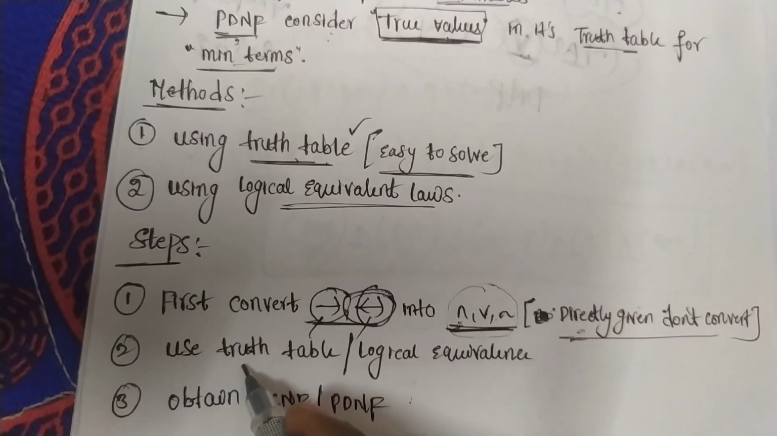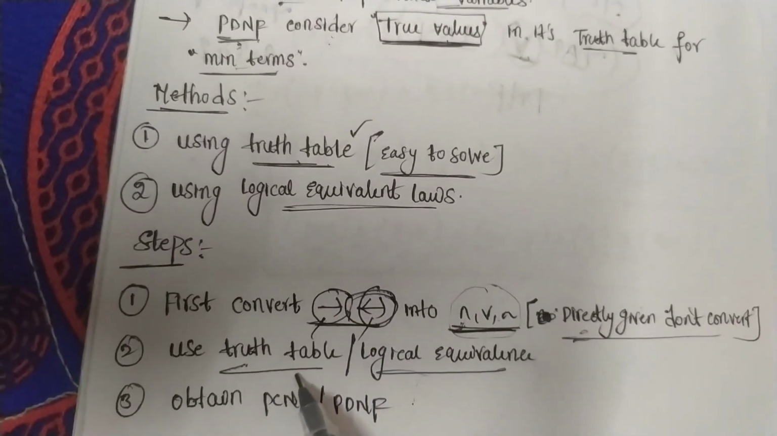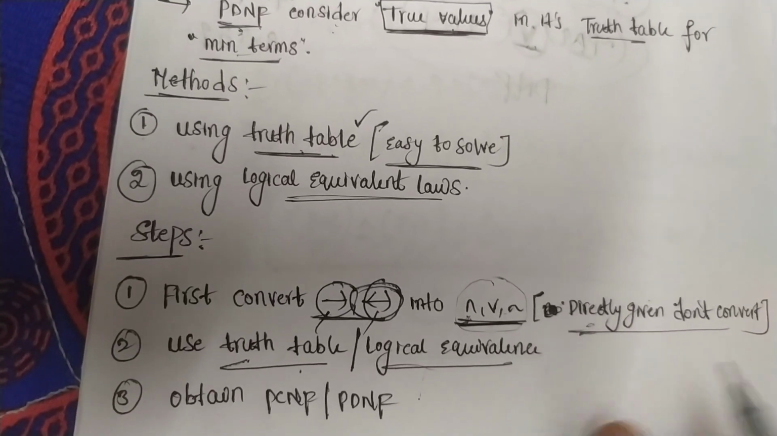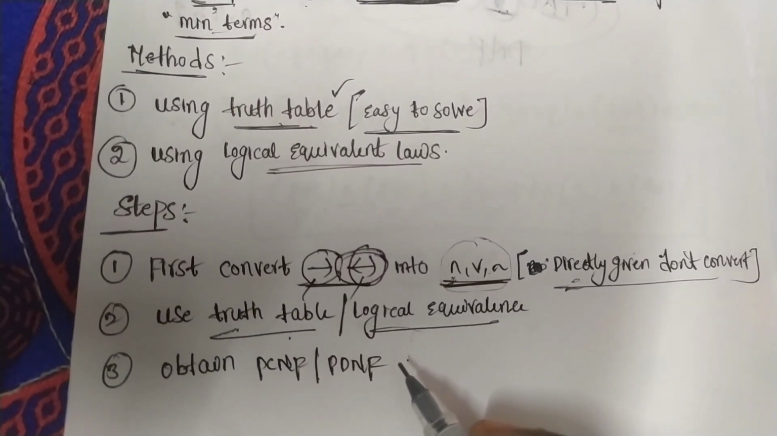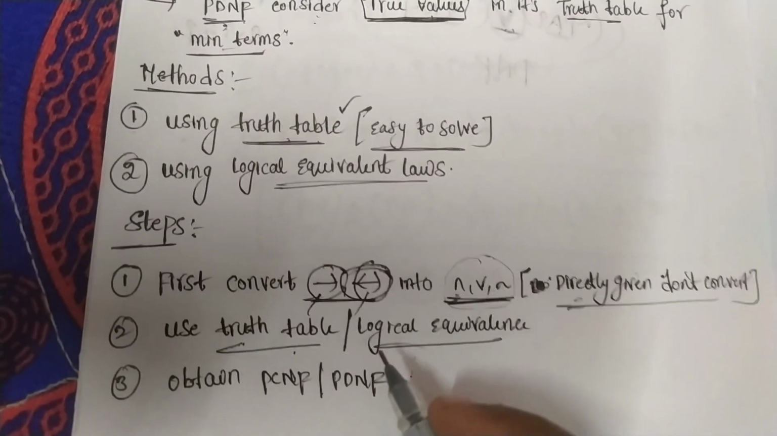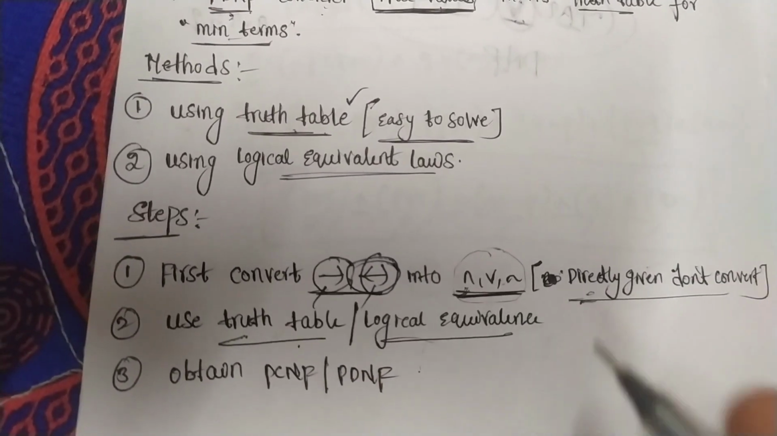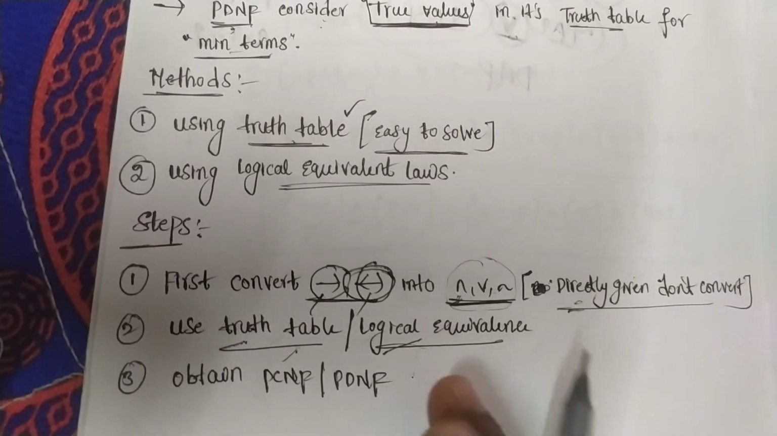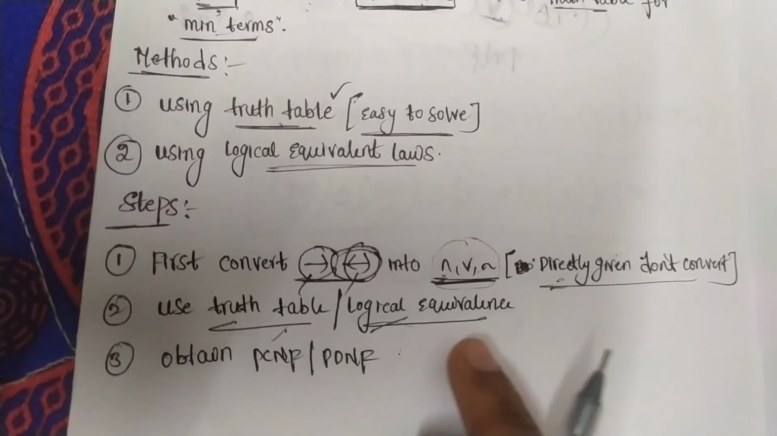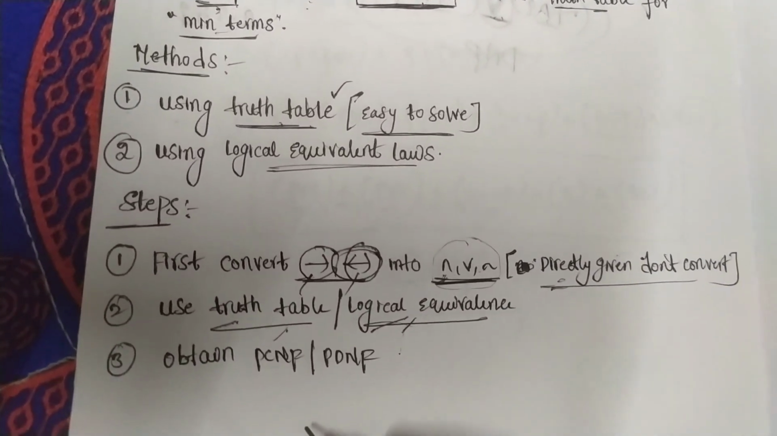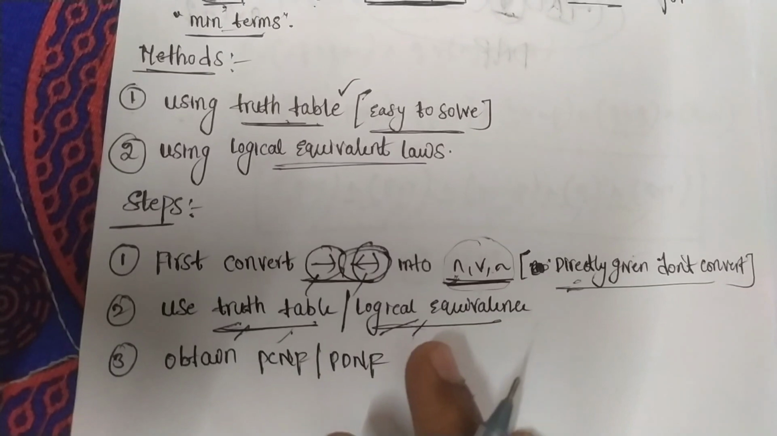Next, we use the truth table or logical equivalences according to our convenience. If you can solve easily with the truth table, use it, or else if you are perfect in the logical equivalence laws, you can use them. It is your choice. But from the examination point of view, if the examiner asks you to obtain the PCNF or PDNF, you can use any one of the methods. If he tells us to solve using a particular method, then we have to use only that method. If asked using logical equivalence, we use that only, or if asked with the truth table, we use the truth table only. But if it is not mentioned, we can use any one of the methods.